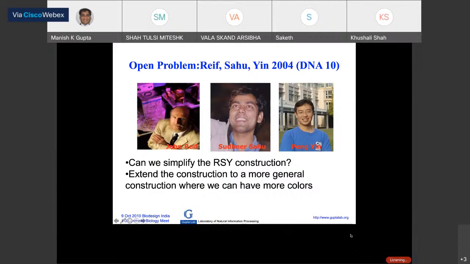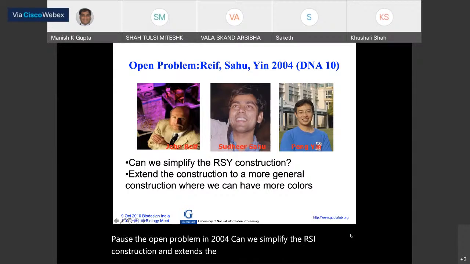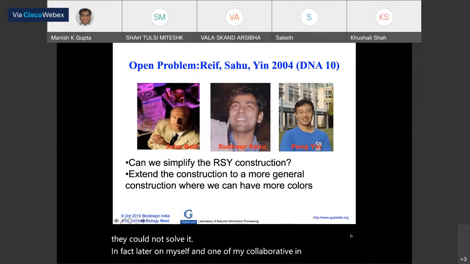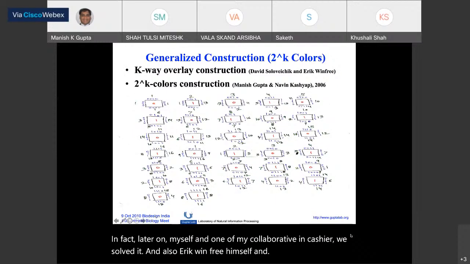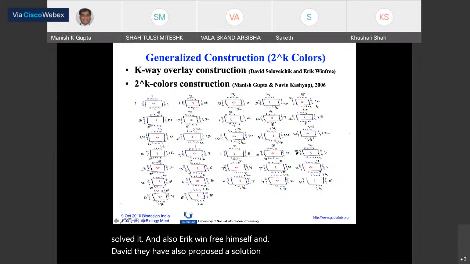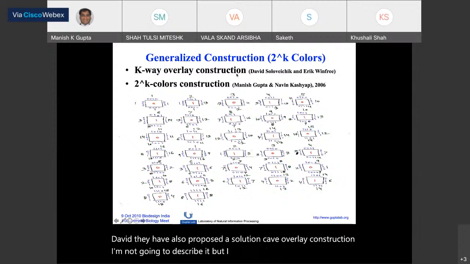John Reif and his students, Sudheer Sahu and Peng Yin, posed an open problem in 2004. Can we simplify the RS5 construction and extend it to a more general construction where we can have more colors? After 8 colors, they could not solve it. In fact, later on, myself and one of my collaborators, Naveen Kashyap, we solved it. And also, Erik Winfree himself and David Doty have proposed a solution, the k-overlay construction. I'm not going to describe it, but if you are interested, you can look at it.